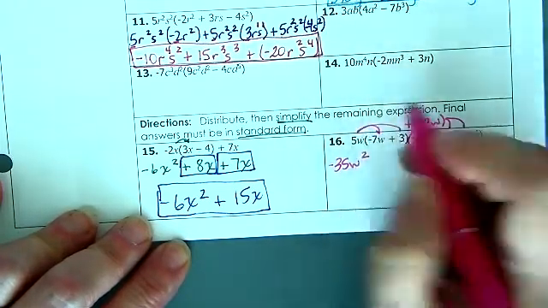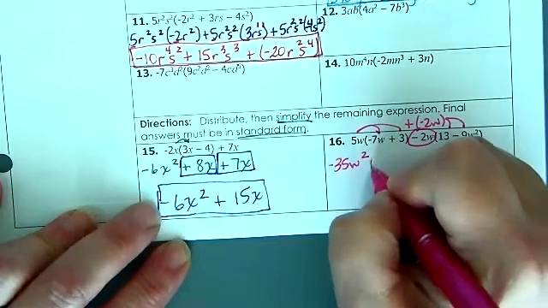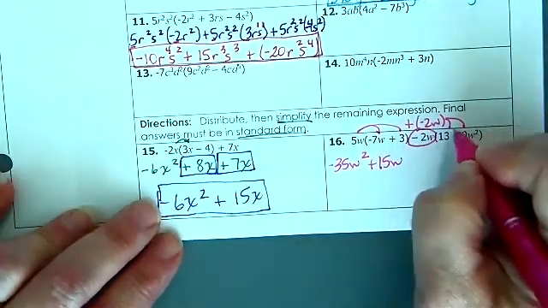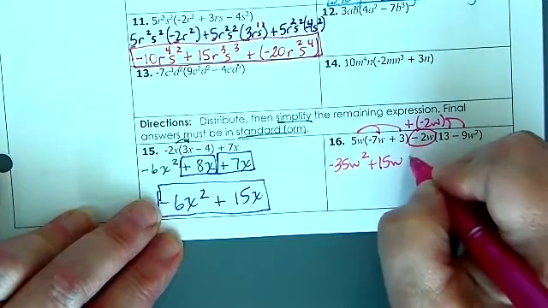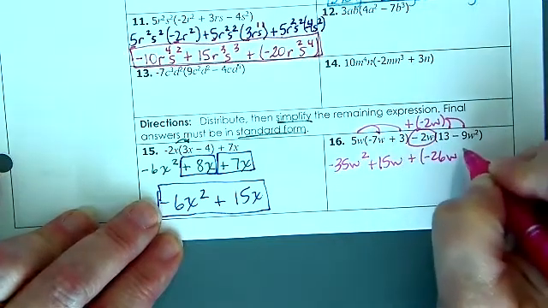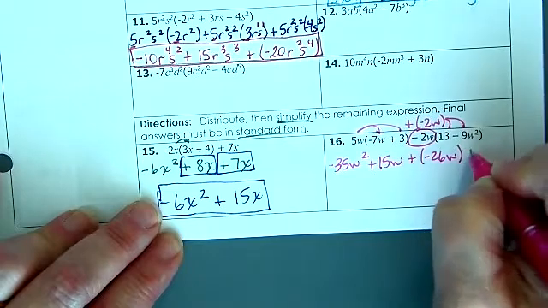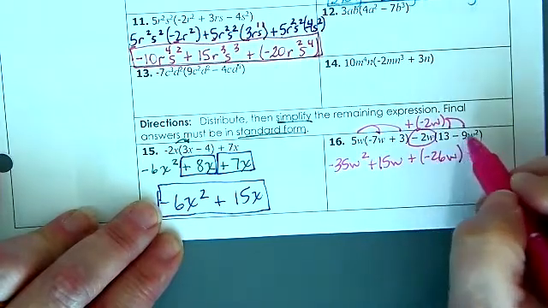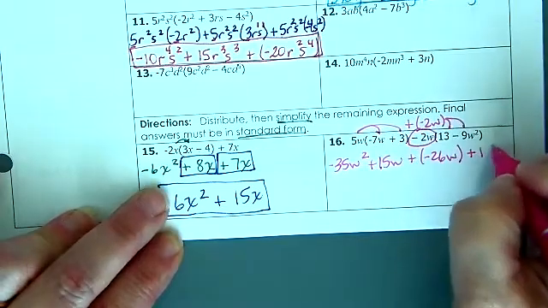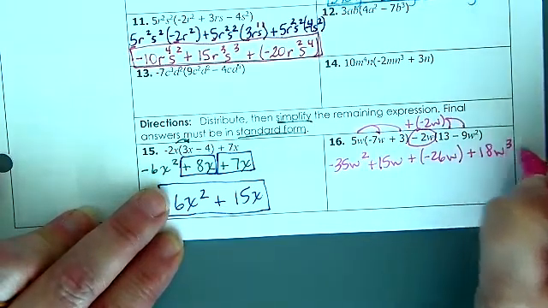And then I've got 5w times 3. So that's going to give you plus 15w. Then we have negative 2w times 13. So that's going to give you negative 26w. Plus, that's a negative times a negative. So that's going to be a positive 18w cubed.